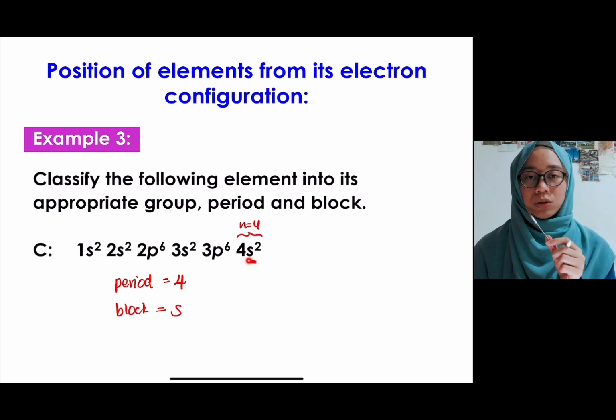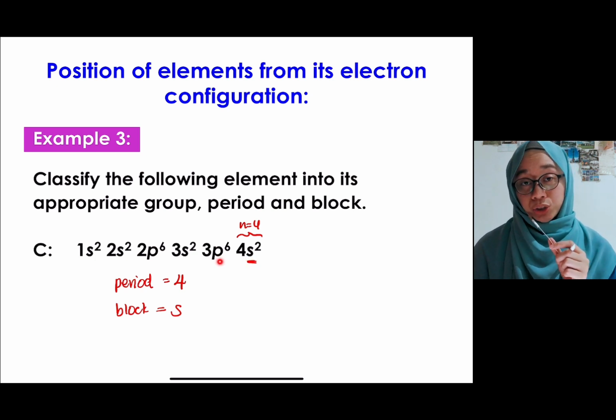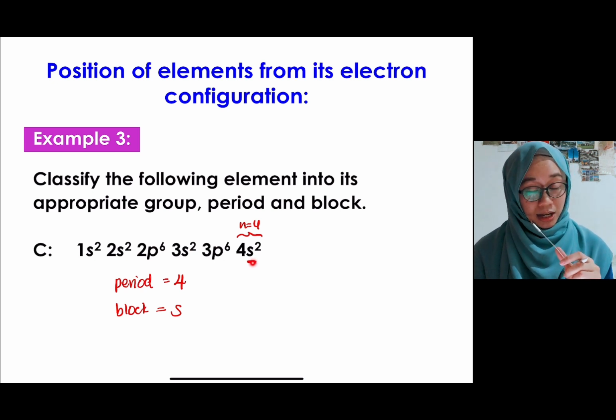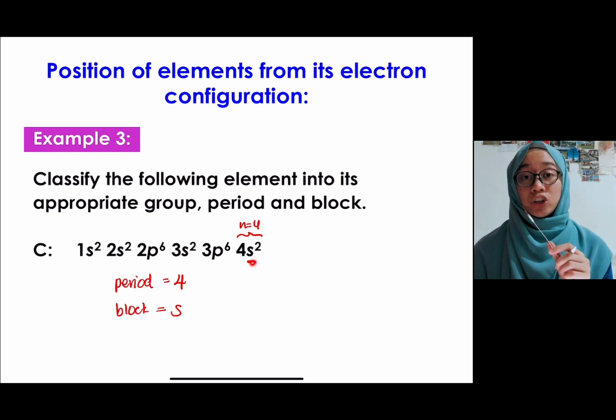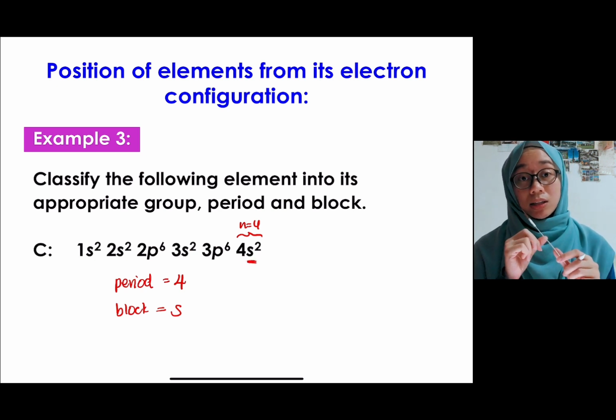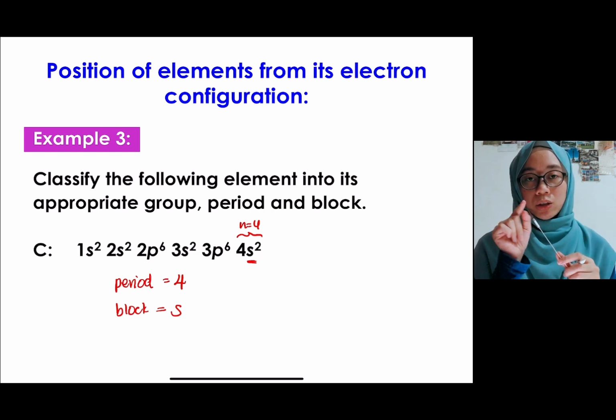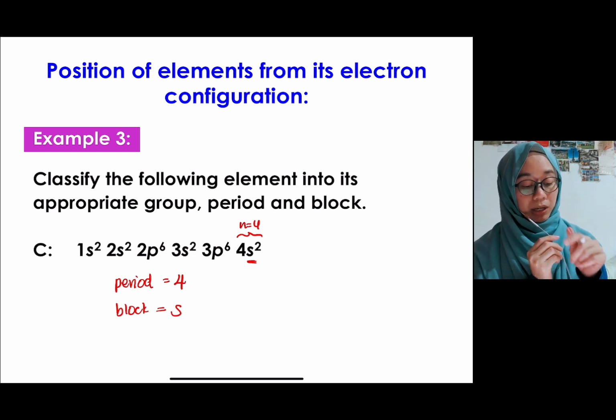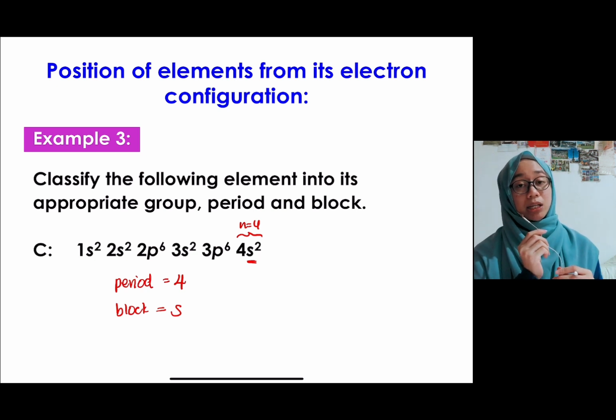Sebelum 4S tu, adakah dia adalah 3P ataupun 3D? Sebab kalau dia adalah 3P, then the block is S, sebab the last electron memang kita isi dekat 4S. Tapi kalau sebelum 4S ni kita ada 3D, sebenarnya the last electron kita isi dekat bahagian 3D kan? Therefore yang tu akan jadi D block element sebenarnya. Tapi in this case, sebab last kali memang kita isi 4S, therefore block dia adalah S block.